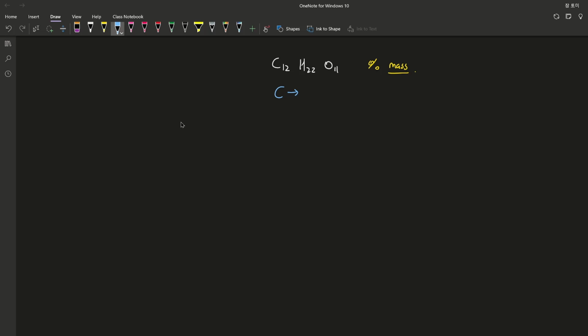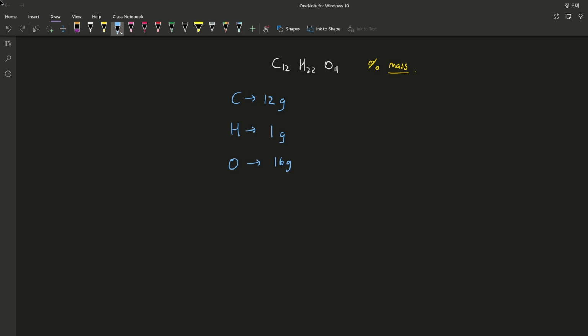C, carbon, has an atomic mass of 12 grams, obviously. Hydrogen has an atomic mass of 1 gram, and oxygen has an atomic mass of 16 grams. So we can use this to find the mass that's in sucrose.